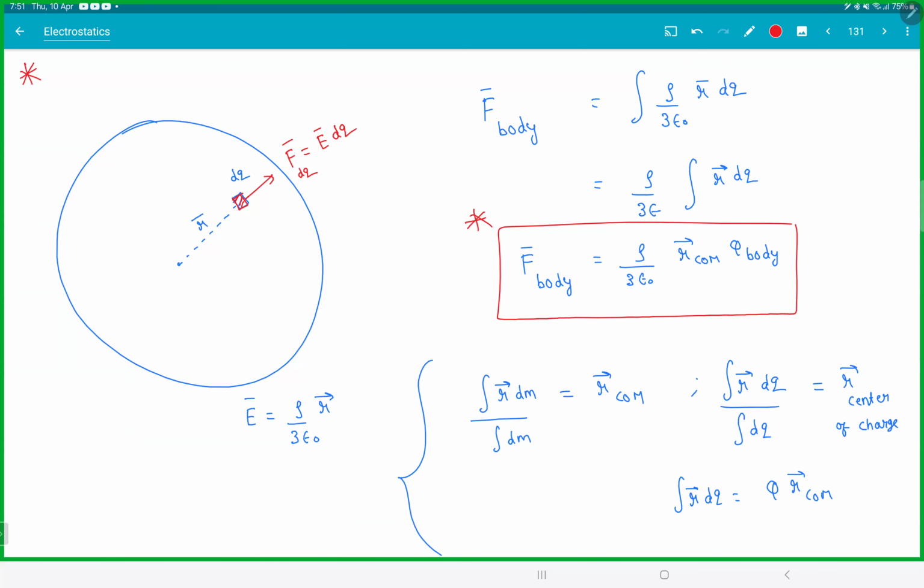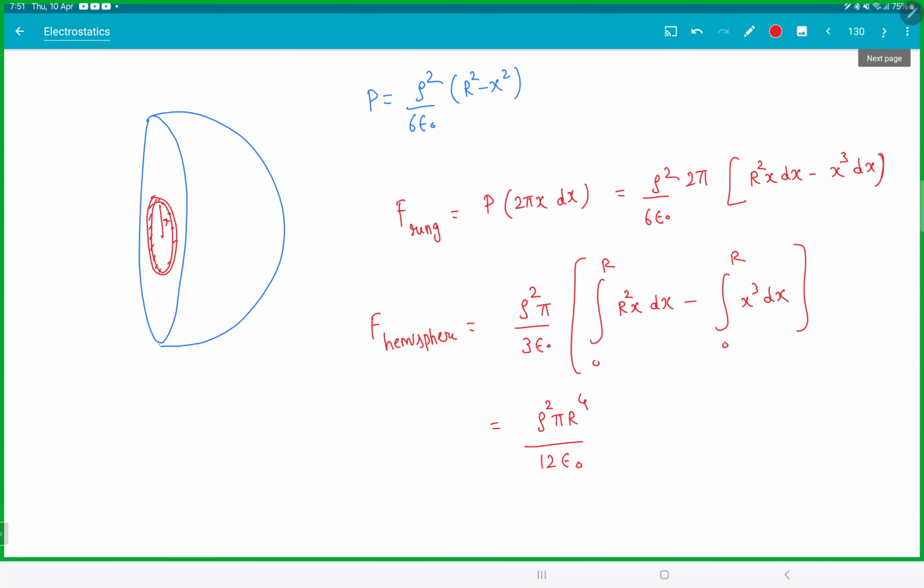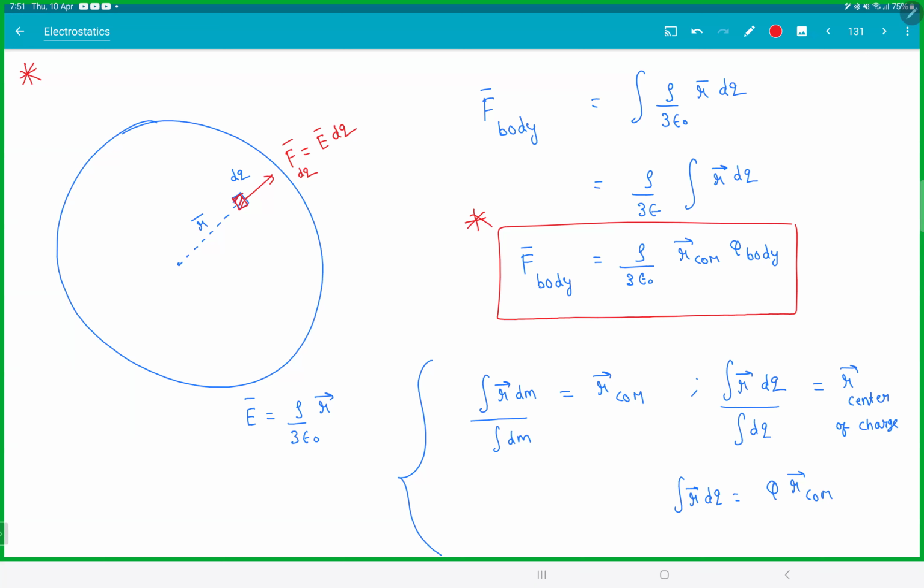So if you can find the field inside, and if the field is a linear function, you can always use center of mass and finish off the whole thing. And the advantage of this method is that I don't need to find the pressure. I literally skipped like 2-3 pages of solution and I just got it with one thing. But the idea was that I can do this. Is the concept clear, everyone?